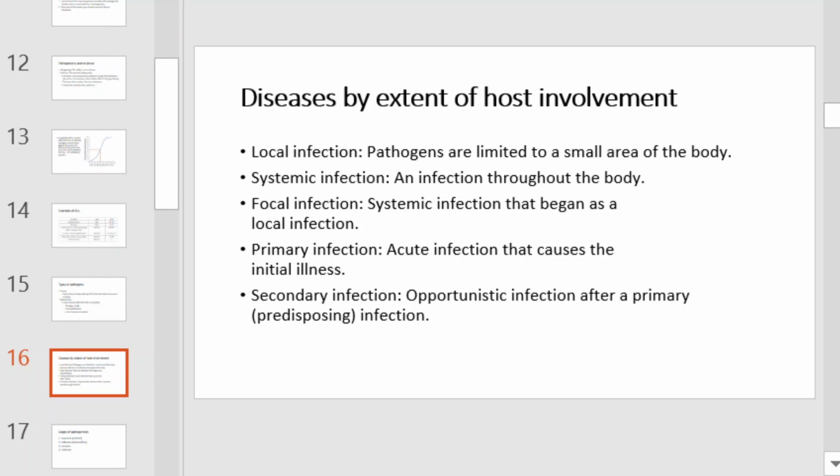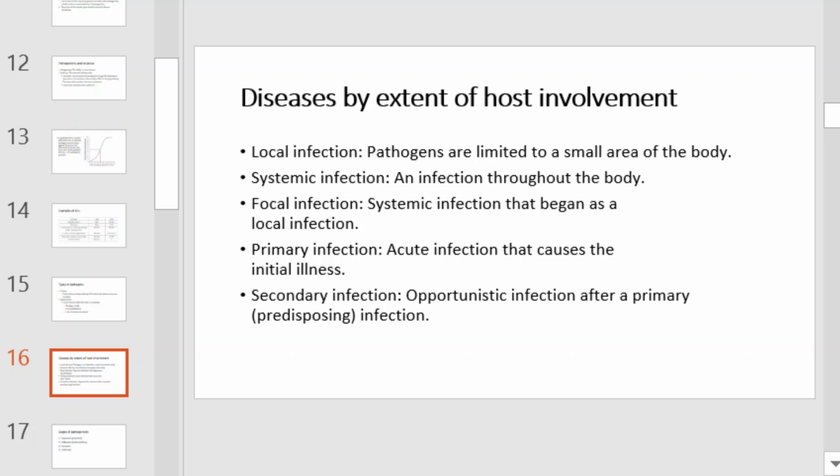Diseases by extent of host involvement. Local infection. Local infections involve pathogens that are limited to a small area of the body. Systemic infection is an infection throughout the body. A focal infection is a systemic infection that began as a local infection.